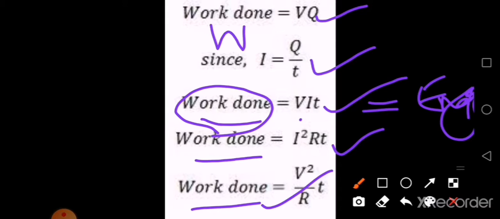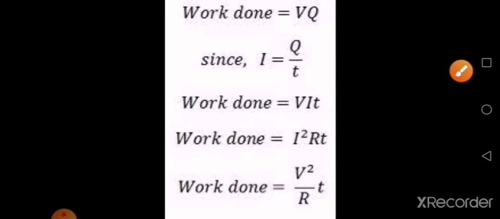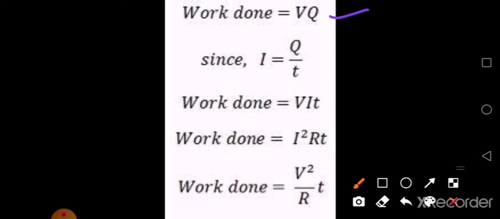Work done, you represent it by the letter W. W is equal to V into Q. For current you have the equation I is equal to Q by T. From this, Q will be equal to I into T, which you substitute here. So the first equation is work done is equal to V into Q. Then you have I is equal to Q by T. From this, substituting Q is equal to IT in the first equation, you get the second equation.